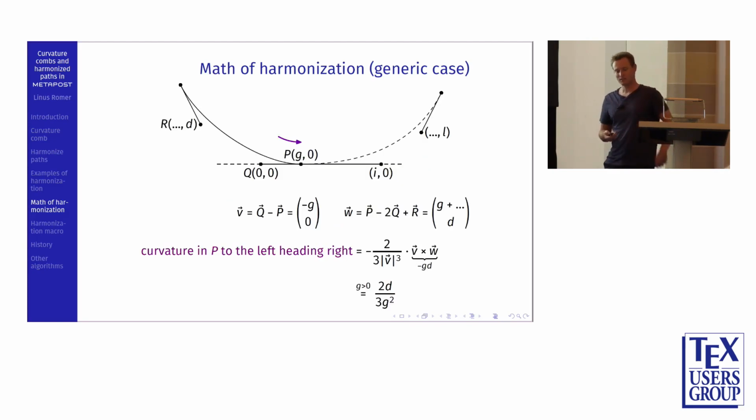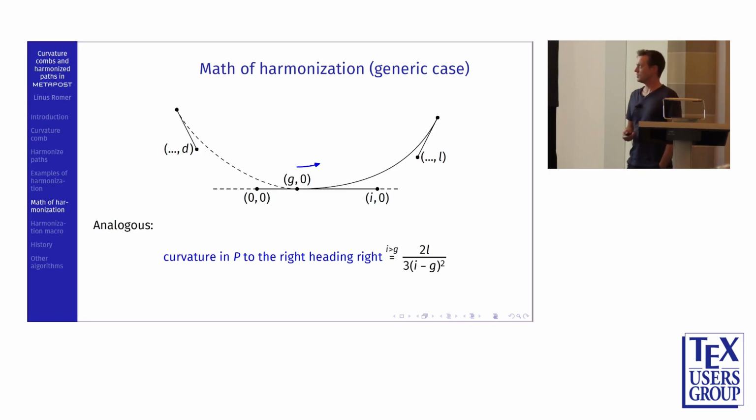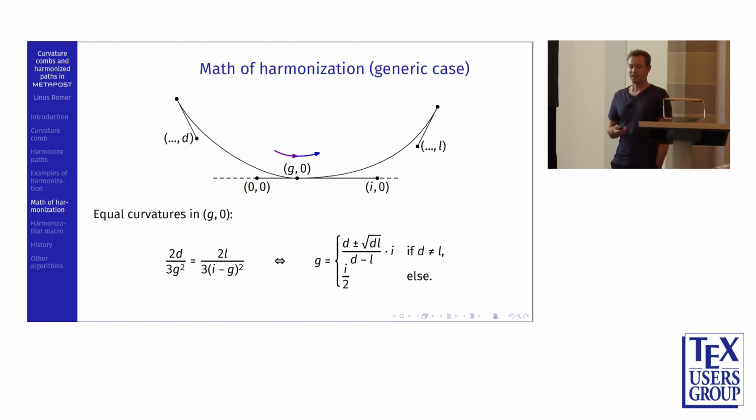And for this, we have to calculate the curvature to the left and the curvature to the right. So again, I won't go into detail, but taking the formula from before, we get that the curvature to the left only depends on the height of the point R here and on the x coordinate of the point P here. And the same for the right part. Again, it's just filling in the formula. And if we want to have both curvatures equal, this comes to this equation with the solution for G: either I divided by 2, so it must be in the middle if D and L are equal. And in the other case, it's this special formula, D plus minus the square root of DL over D minus L, times I.